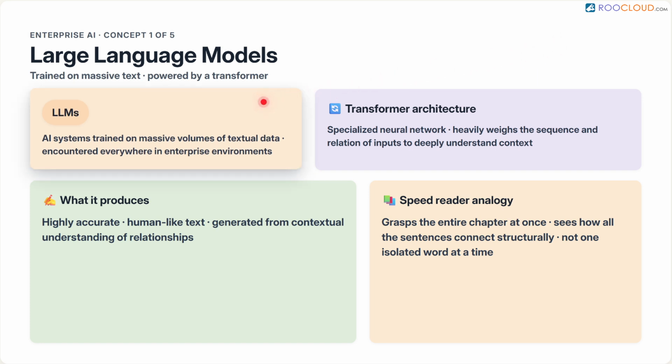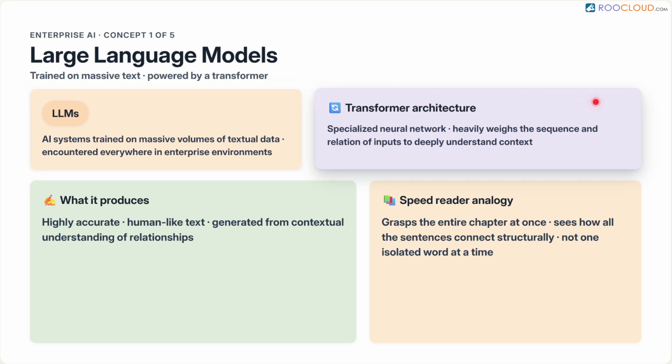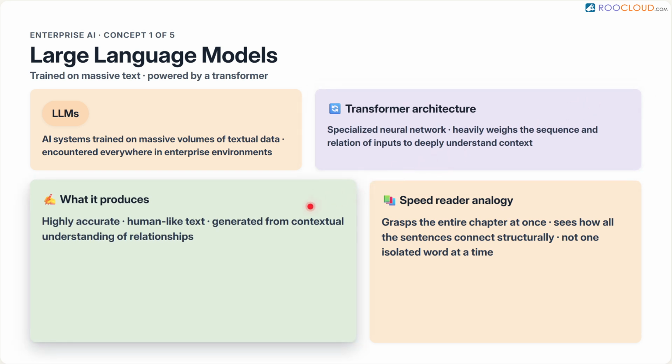These AI systems are trained on massive volumes of textual data and utilize a specialized neural network architecture called a transformer. A transformer heavily weighs the sequence and relation of inputs to deeply understand context and generate highly accurate, human-like text.